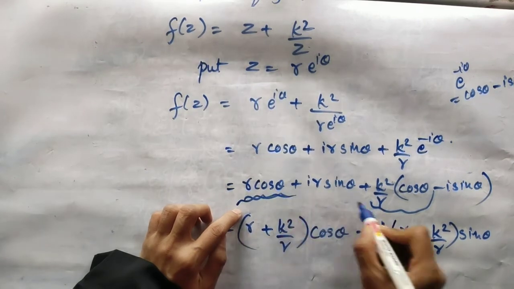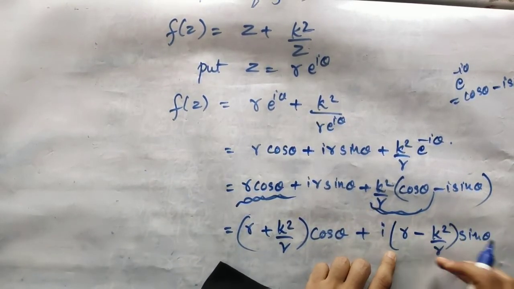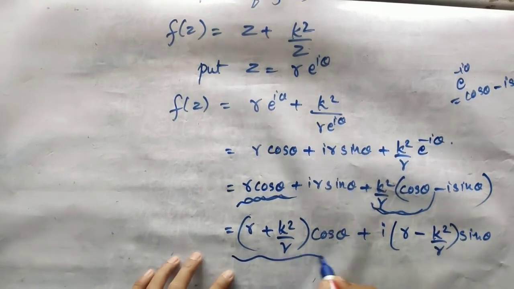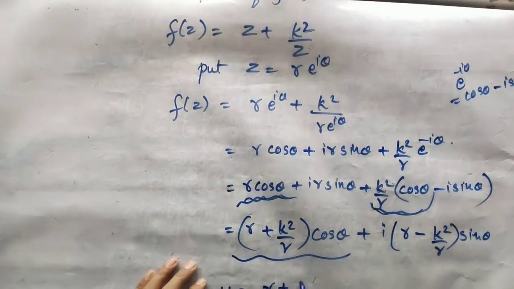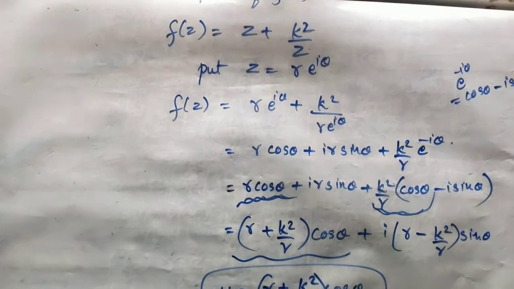You see this part and this part is the real part. Separate it, plus i into the imaginary part. Collect all the terms. What is the real part? So therefore u is r plus k square by r cos theta. So this is the complete solution for that problem. I hope it is clear to you.